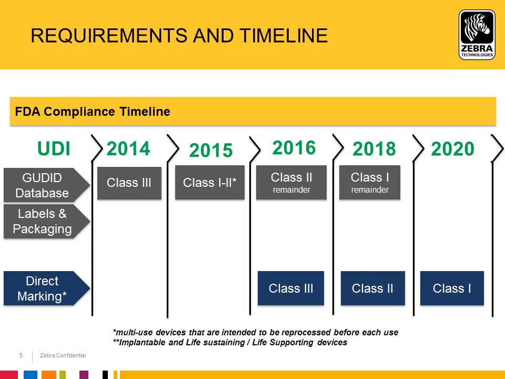In regards to timelines to compliance, Class 3 devices are already compliant by 2014. Class 1 and 2 life-saving by October this year. And then the main group is going to be the Class 2 organizations by September the 24th, 2016, with the Class 1 and the remainder by 2018 for labeling and for database. And then if you are involved in direct marketing, you have until 2020 to fully comply. So by the end of September 2020, all medical devices by all classes need to have complied to the FDA UDI rule.